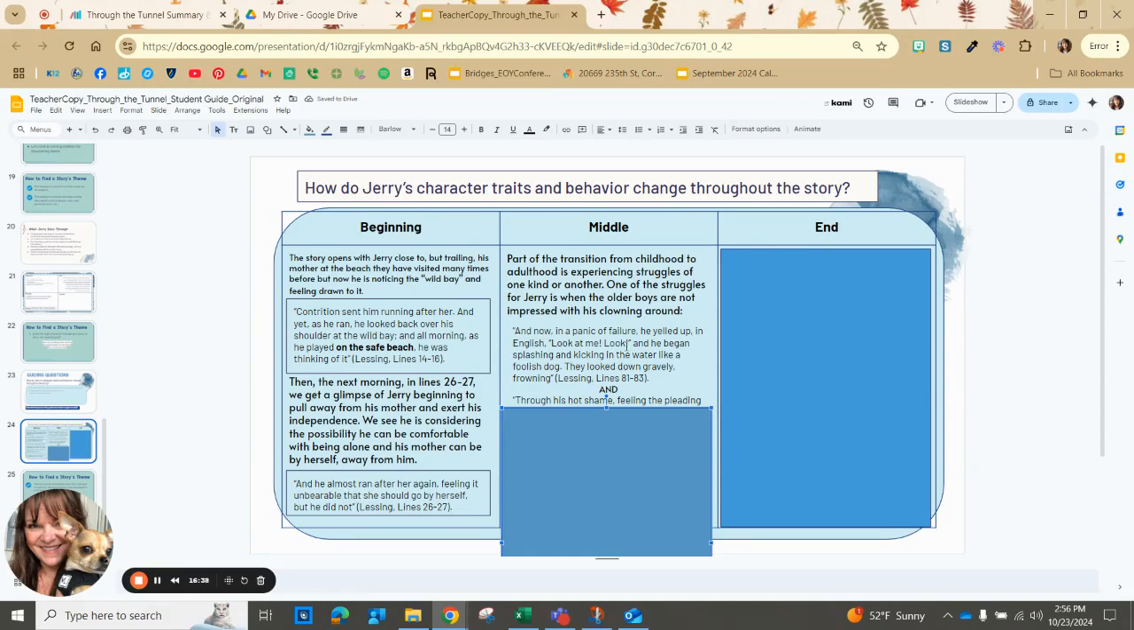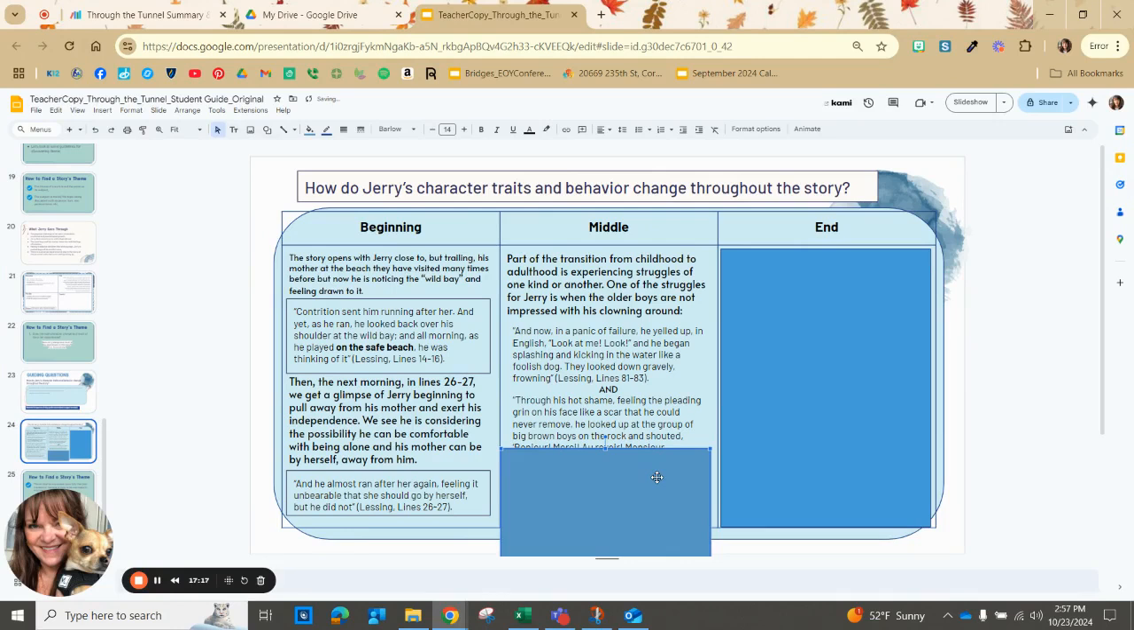"And now, in a panic of failure, he yelled up in English, 'Look at me, look!' And he began slashing and kicking in the water like a foolish dog. They looked down gravely, frowning." We know they are not impressed by him. So he's got this comparison here of still wanting to do what has worked for him as a child, which is acting silly. And we're seeing that not working for him now. So that's kind of put him at a disadvantage in this situation with these older boys.